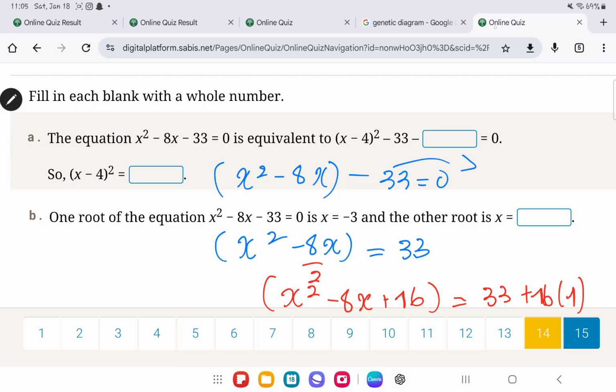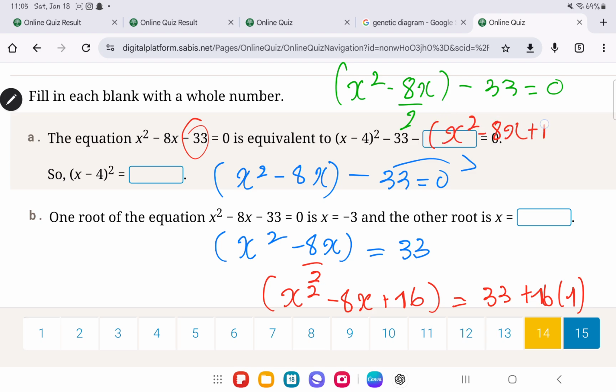Now what did they do over here? They did not move minus 33 to the other side. So if you did not move minus 33 to the other side, look what would happen. We would stay with x squared minus 8x minus 33 is equal to 0. You're going to divide by 2 and you are going to put the square. Now you are going to get x squared minus 8x, and inside we are going to add 16. Whereas since minus 33 is on the same side, we are not going to add the square. Instead, we are going to subtract the square multiplied by the number over here, which is 1.